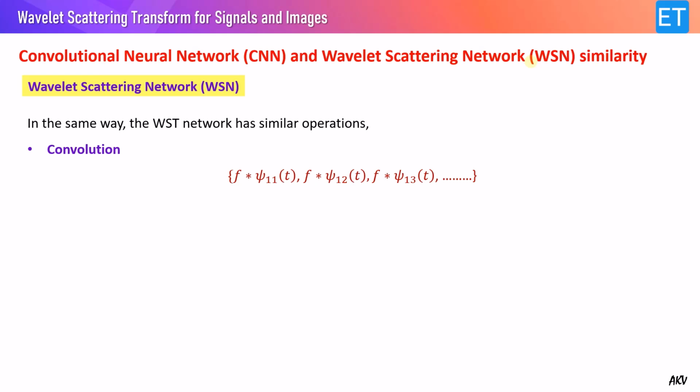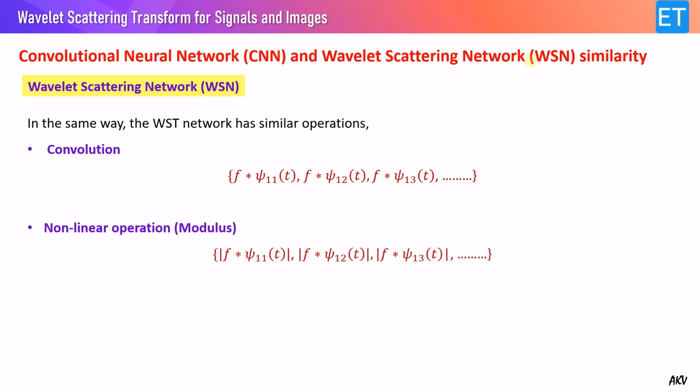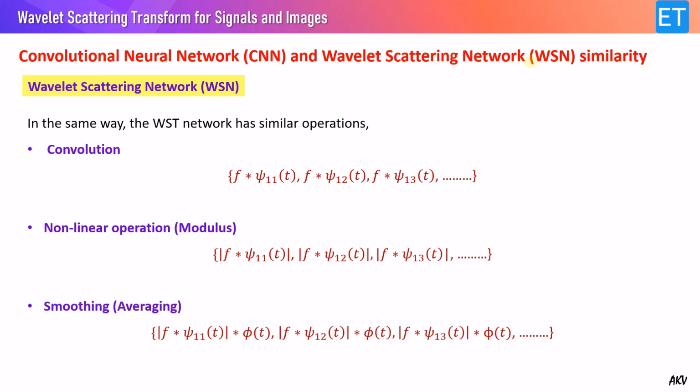I have just written the convolution, the nonlinear operation, that is finding the modulus, and then averaging, because your psi t is a low pass function. If you do the convolution with this, obviously you get the averaging of the wavelet coefficients, I mean the smoothing of this coefficient. So these three operations are similar to what we generally do in CNNs.